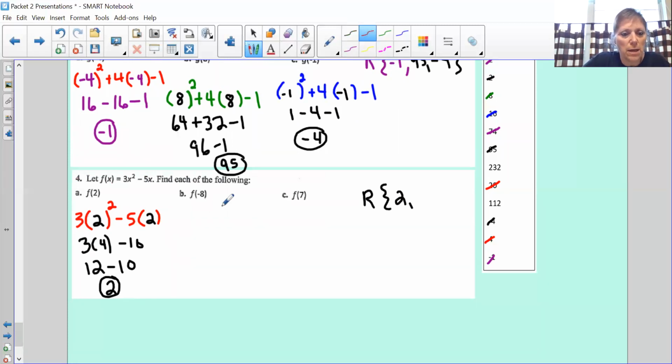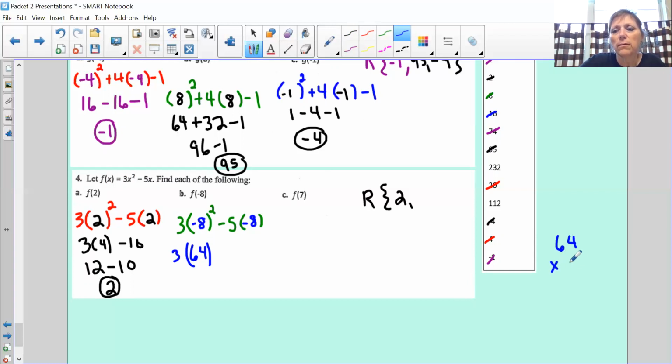Okay, now -8 is our next range. Parentheses. Oops, hang on, I'm not going to use red again. Let's do green. Okay, so 3 parentheses squared minus 5 parentheses. And we're going to put -8 in each. -8 squared is -8 times -8, which is 64. And that is going to be times 3. So over here, I'm going to just use this space to say 64 times 3. 3 times 4 is 12. Carry your 1. 6 times 3 is 18, plus 1 is 19. So 192.